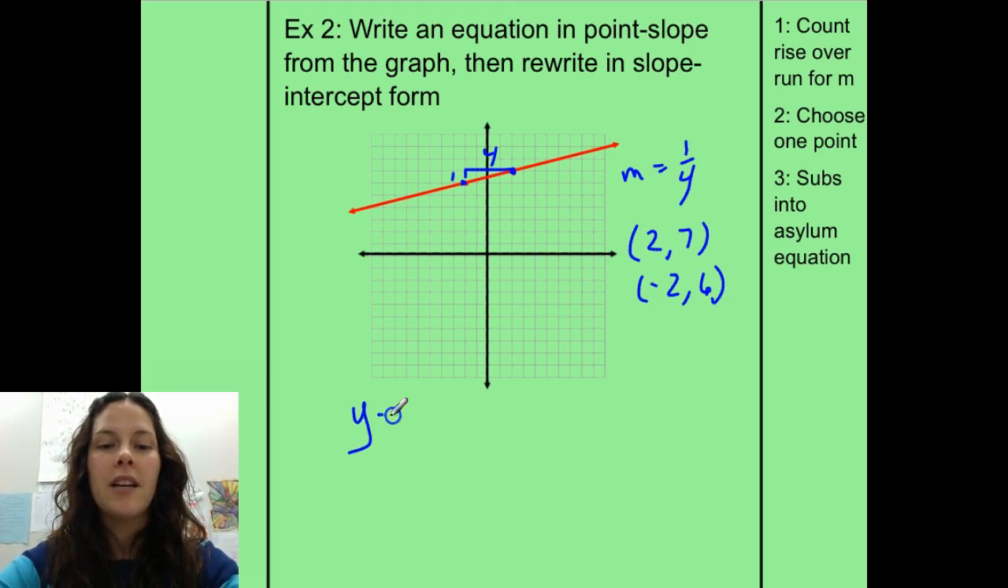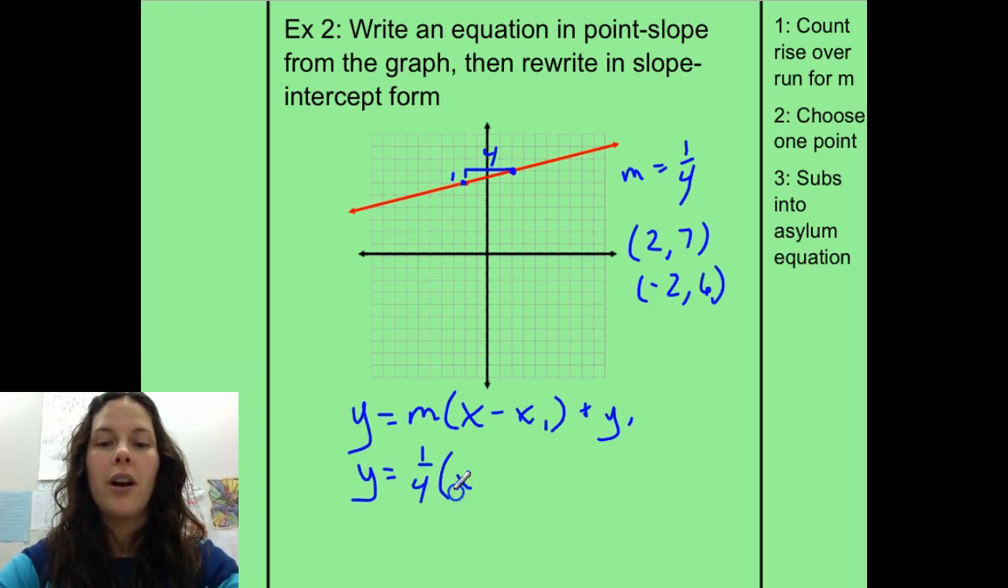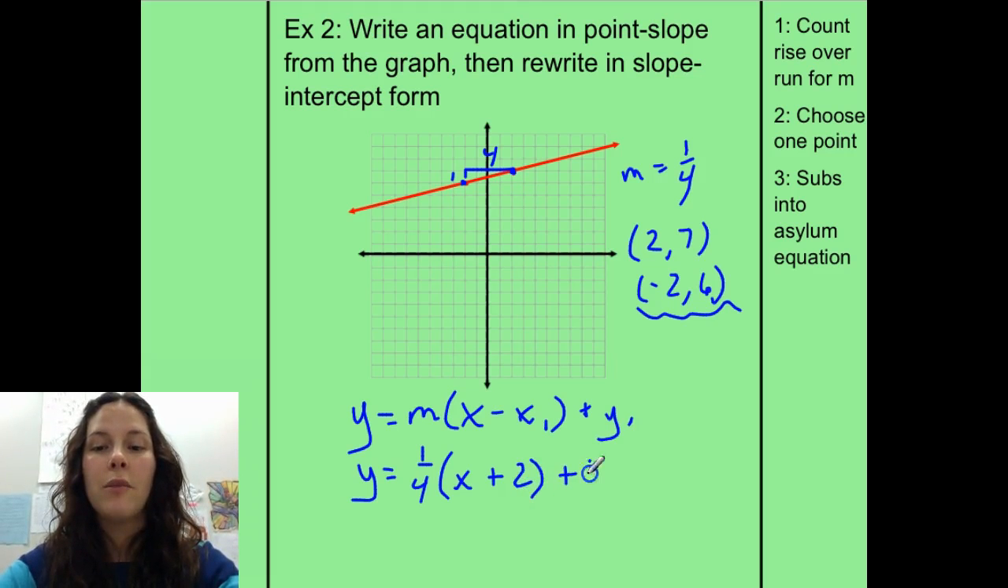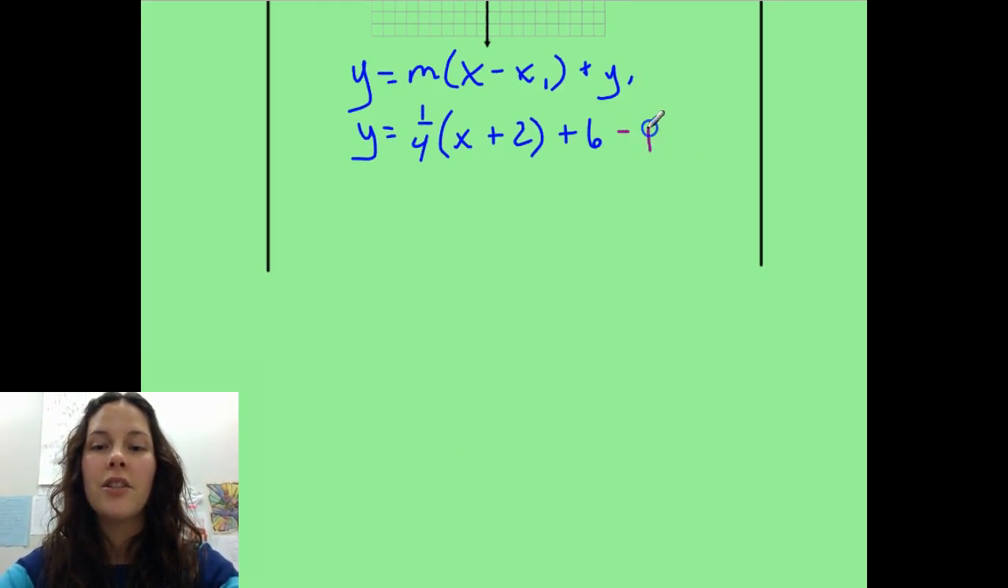So starting by setting up our point-slope formula, substituting what we know: our slope is 1/4. We know our x value, again I'm using the second coordinate right here, is -2. So when I put it into the parentheses with the x, it becomes the opposite, so now it's a +2. And our y value stays normal because it's outside the parentheses, so it stays a +6. Again, this version is the point-slope form of a line.